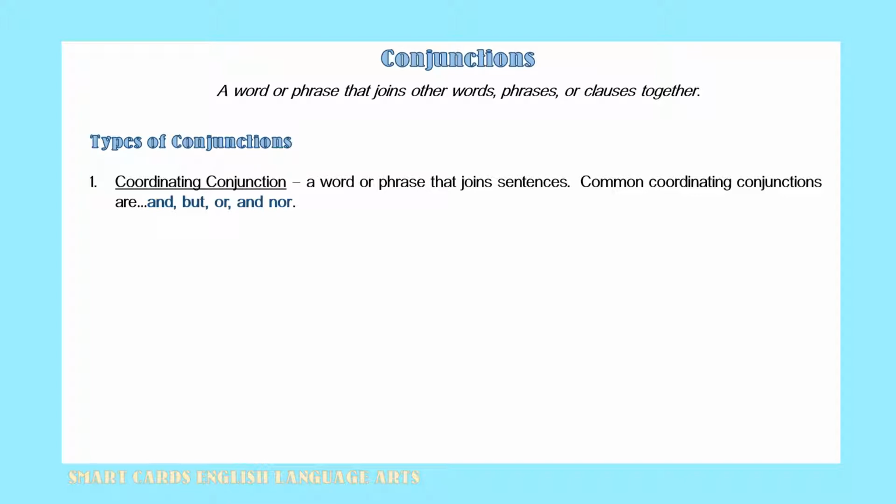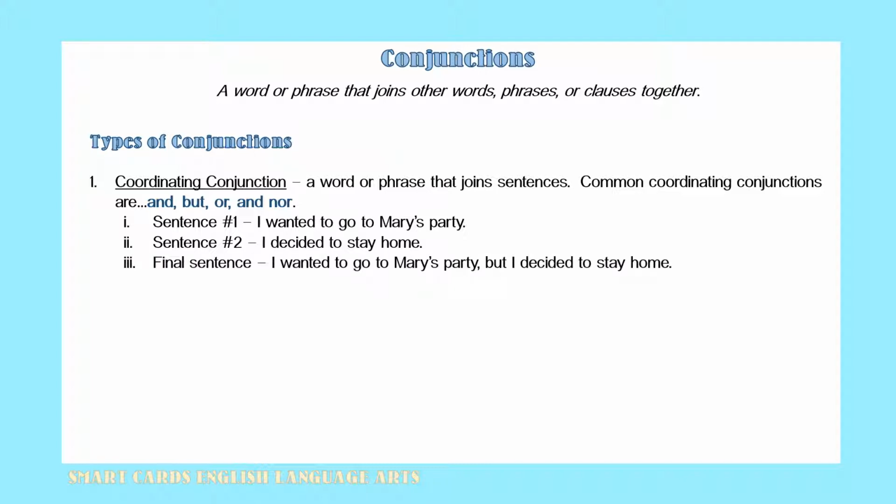For instance, in sentence number 1, we have, I wanted to go to Mary's party. This is a complete sentence. In sentence number 2, we have, I decided to stay at home. Also a complete sentence. We could join those 2 sentences into one sentence using a coordinating conjunction. In the final sentence we get, I wanted to go to Mary's party, but I decided to stay home. We use the coordinating conjunction but.